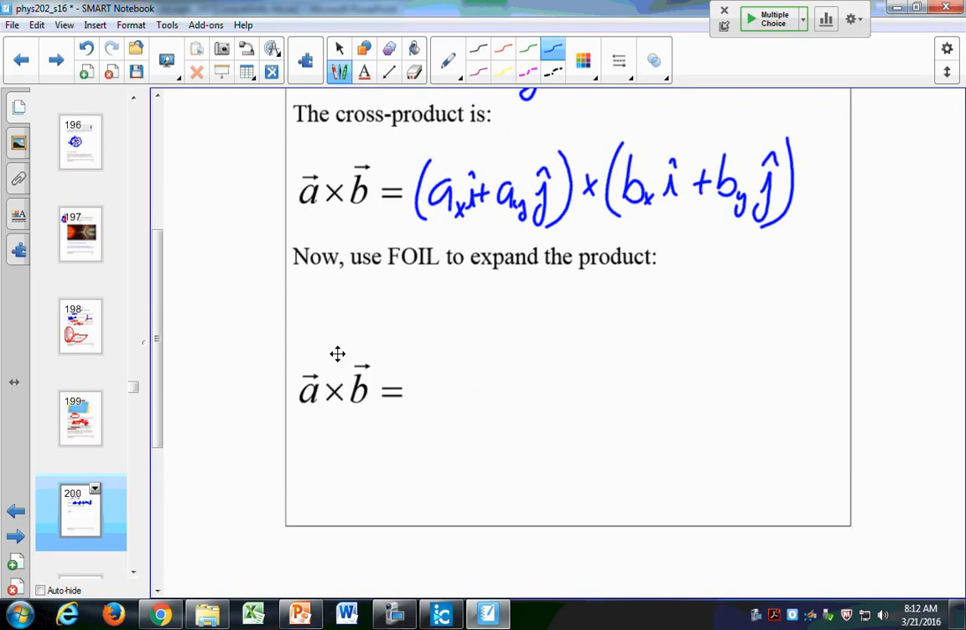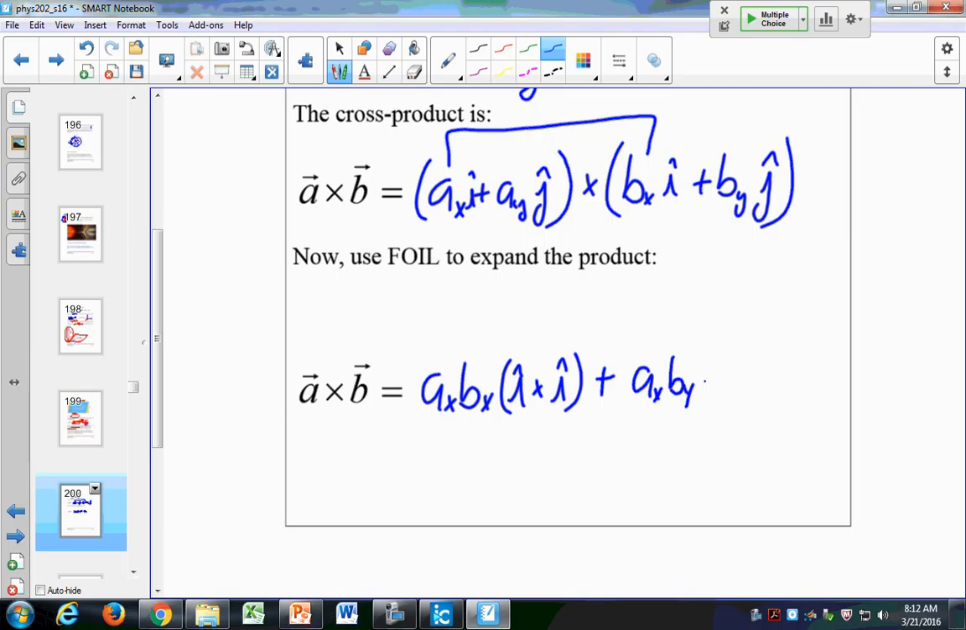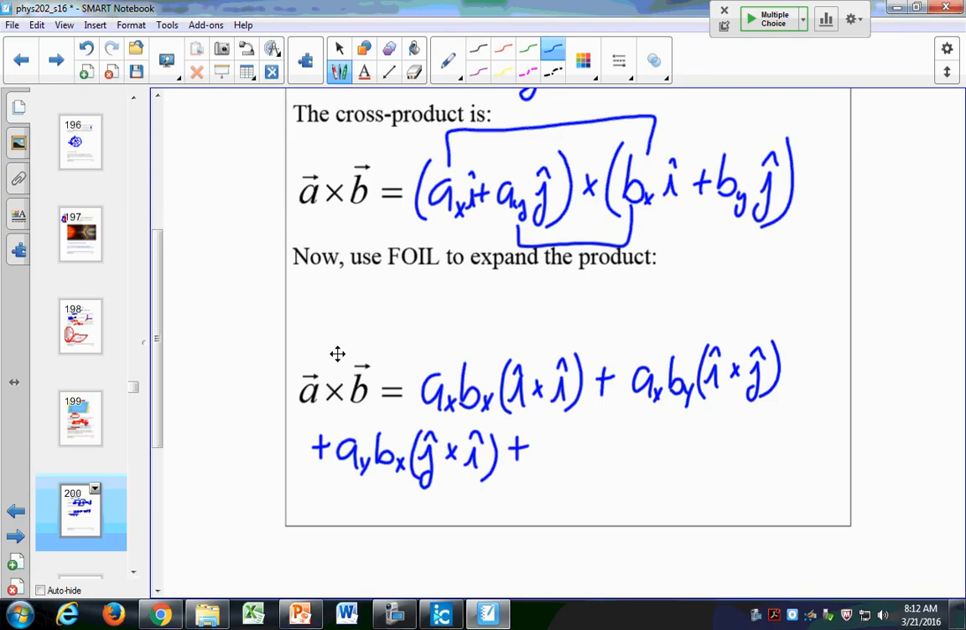And so A cross B is going to be equal to AX BX, i cross i. All right, that's the first. Outer is going to be AX BY, i cross j. Be careful that you get the order of the terms correct, because if you switch the order of the terms, it switches the sign. We'll see that in just a bit. Inner is AY BX, j cross i, and last is AY BY, j cross j.